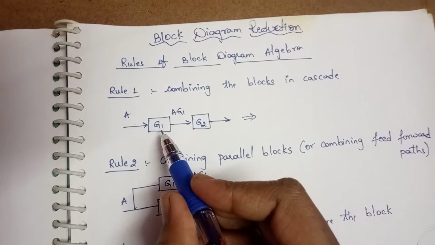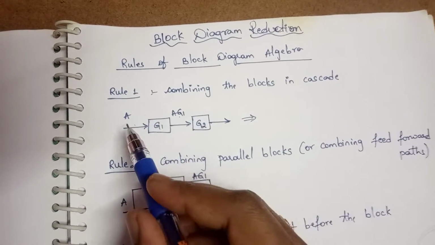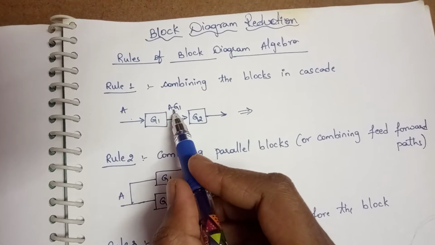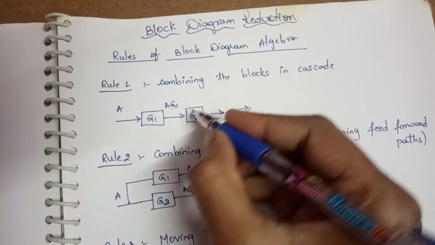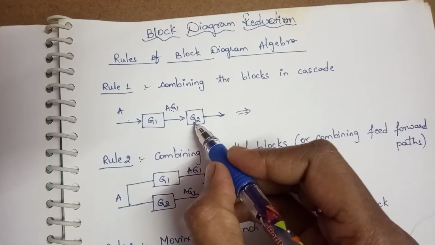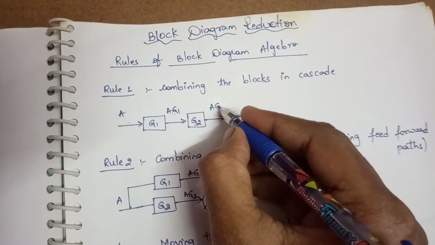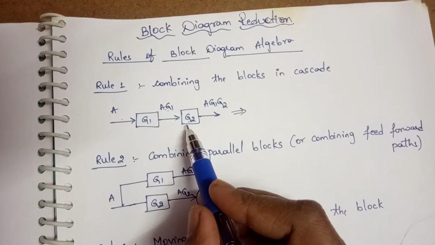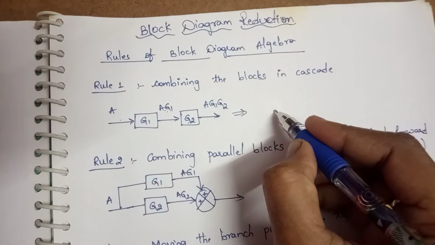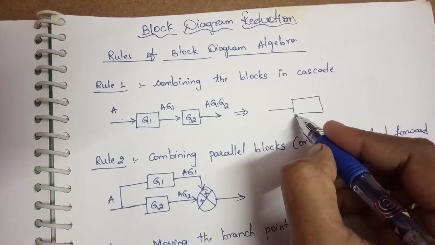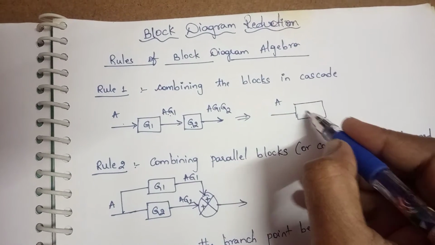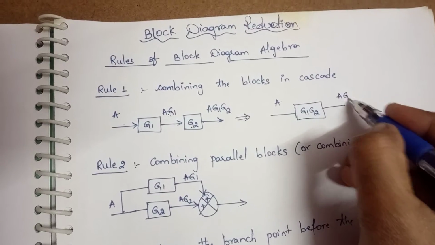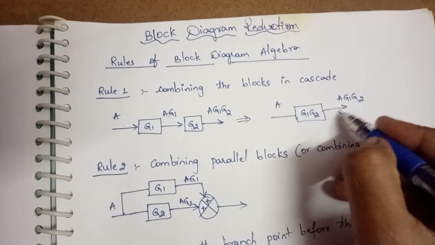Here G1 is one block and G2 is another block. A is the input, so the output here is A into G1. And here AG1 is multiplied with G2, so the output is AG1 into G2. So for this diagram, A is the input and G1, G2 are cascaded, so the output will be AG1 into G2.